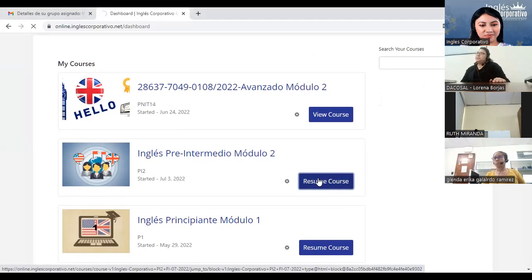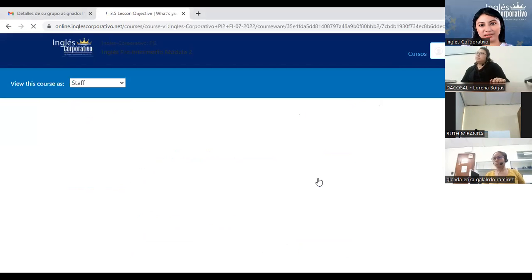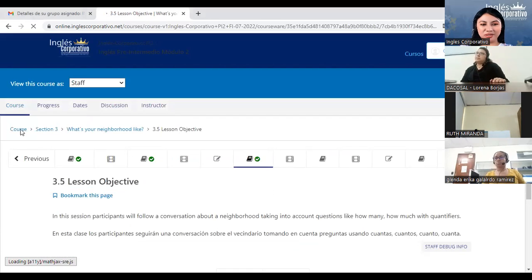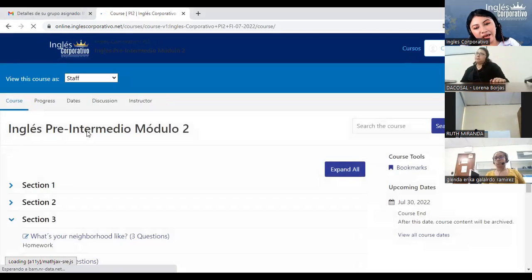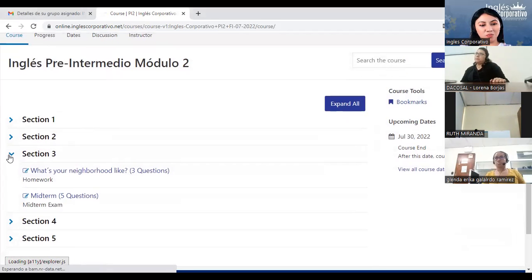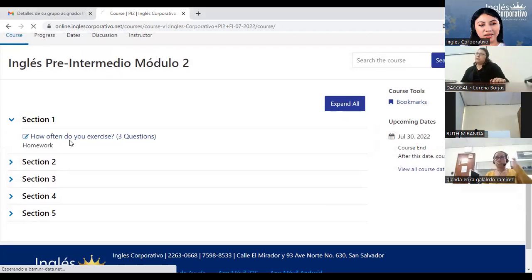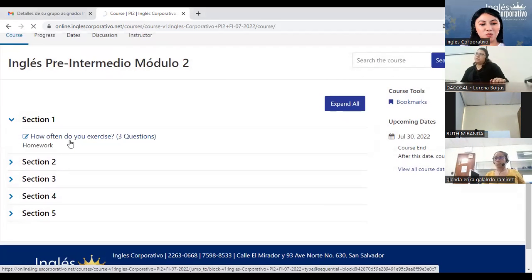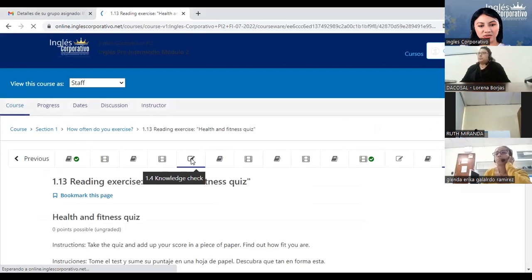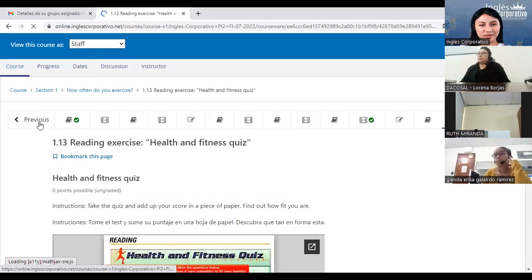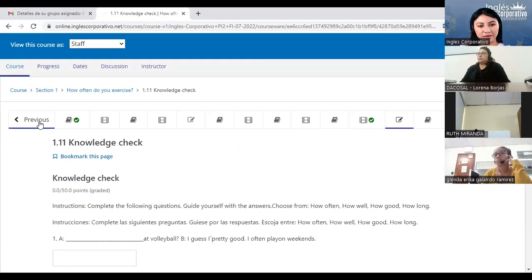Vamos a ver. En mi caso me aparece así, no sé si a ustedes les aparece igual o diferente. And as you may see, we have the different sections from section number one up to section number five. Look, here we go. Section one, we only have three exercises, okay? Tres ejercicios que completar.